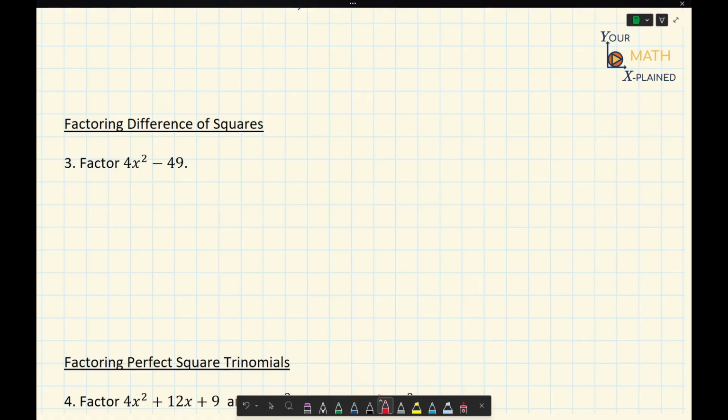So what I mean is, if you see something in the format of a squared minus b squared, this will always factor into a plus b and a minus b. So here we have 4x squared minus 49. Well, this is a difference of squares because the first term is 2x all squared, and the second term is 7 squared. So therefore, we can factor this into 2x plus 7 and 2x minus 7.